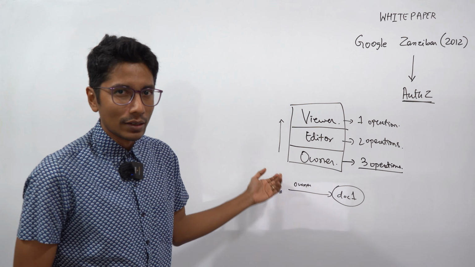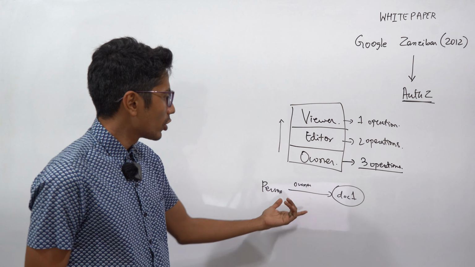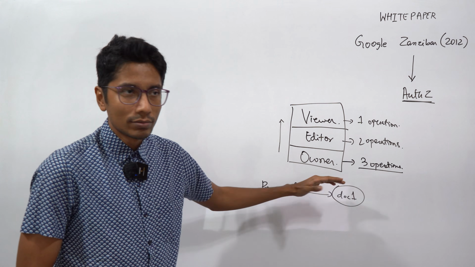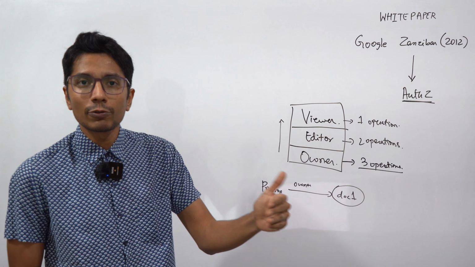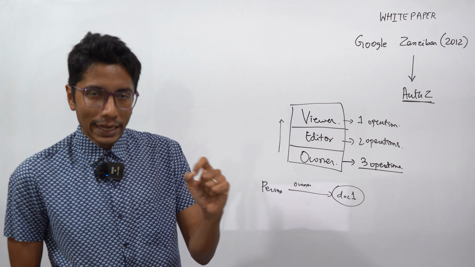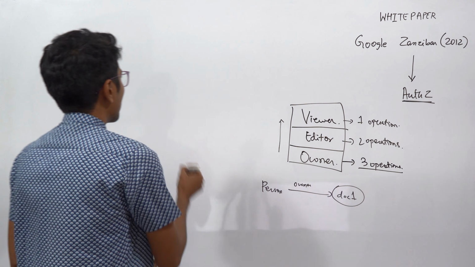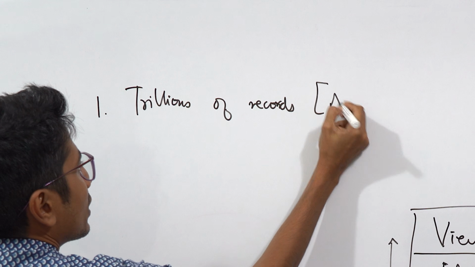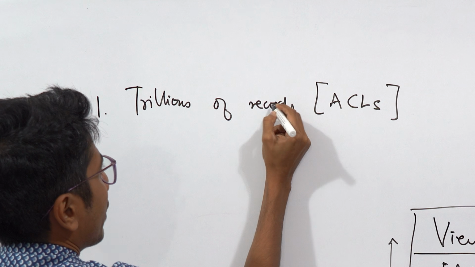Now, why is this a big deal? What's the problem? All you have to do is take a table where there are users and documents and store that somewhere, and whenever a person is asking for permission, you just check on the table, right? Well, for Google, they have to store trillions of records. These are the access control lists that they have to store.